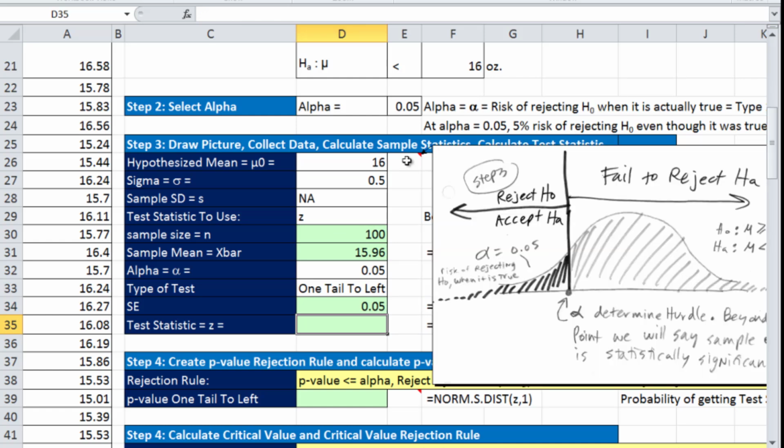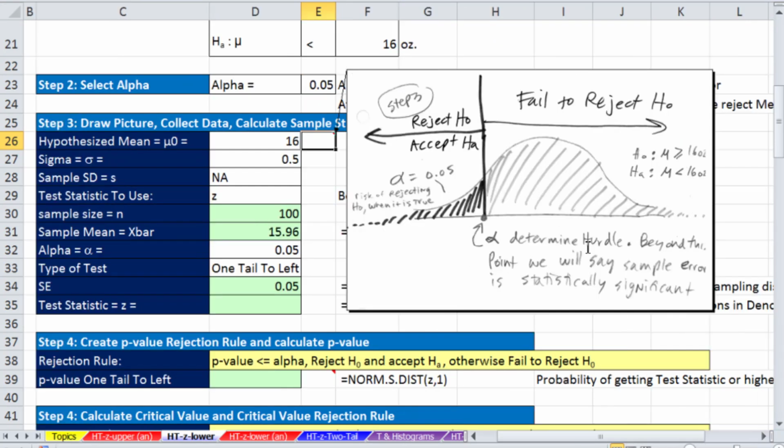Let's look at this picture, though. Scroll over. All right, so here's our picture. We have one tail to the left. Our alpha determines the hurdle, and we'll determine that actual critical value point in just a moment. Anything to the left, we're going to reject our null hypothesis, accept the alternative, which, yes, it is underfilling. Anything to the right of this line, we fail to reject h sub 0. Now, for the underfilling, we have this point.